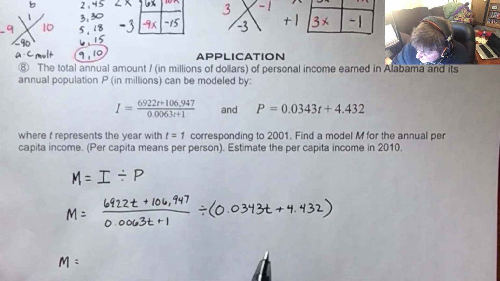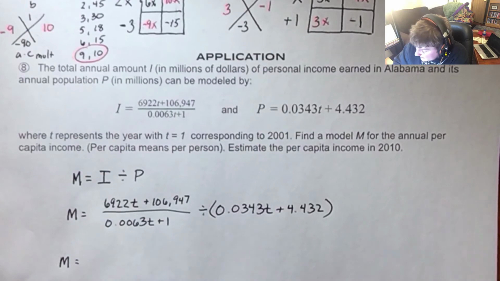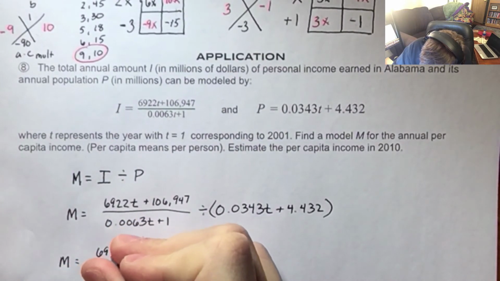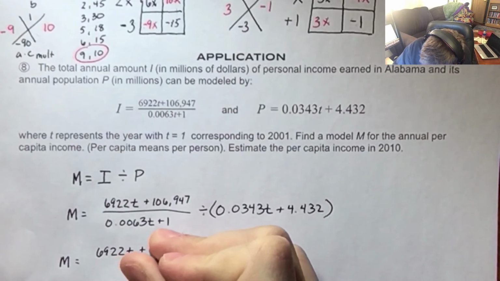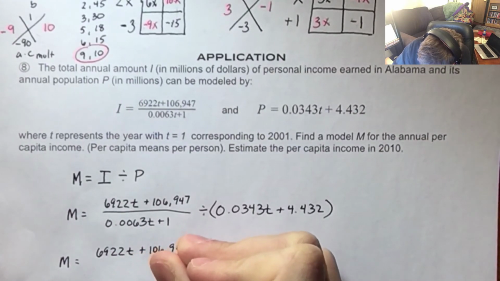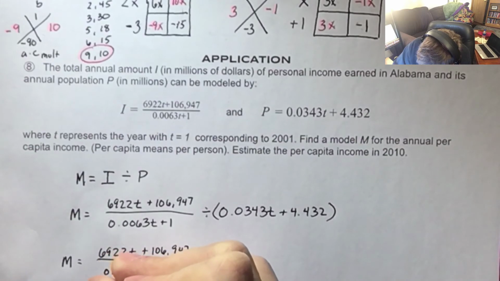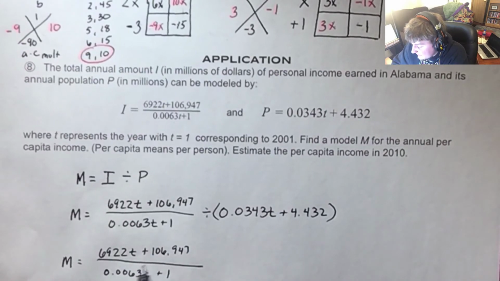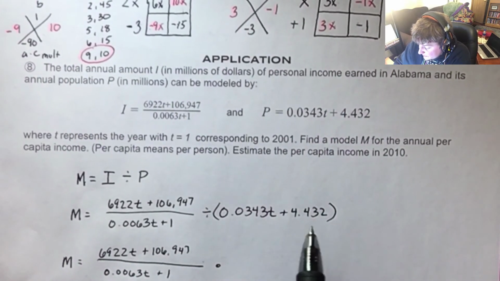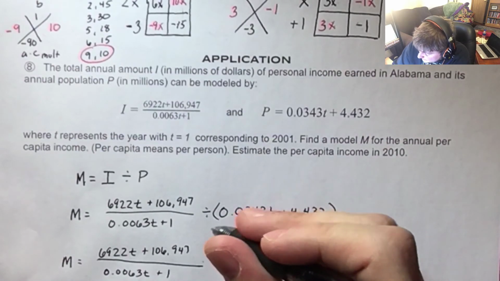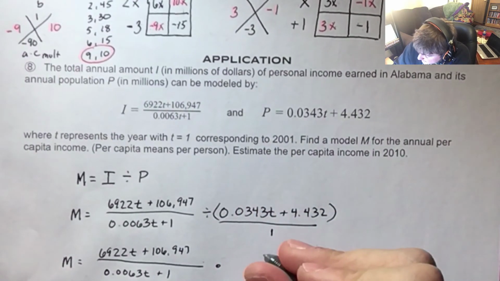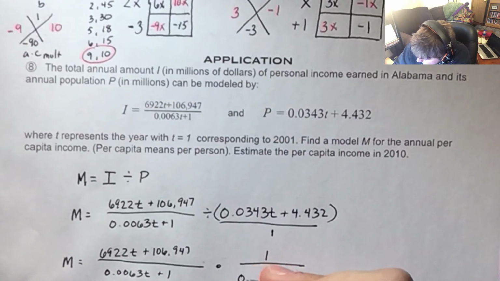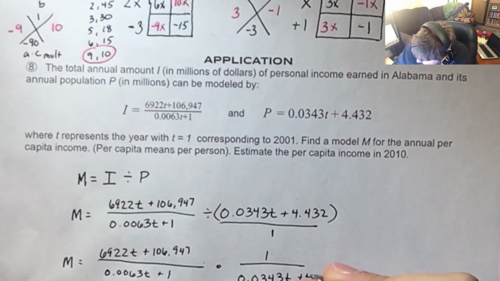So let's just simplify this model, and change this to multiply by the reciprocal of that. So we're going to write the same thing down on the left. Here's the same, and we're just going to turn this into multiplication by the reciprocal of this. Remember that when it's written as a whole number, it's over 1. So now it's 1 over 0.0343T plus 4.432.